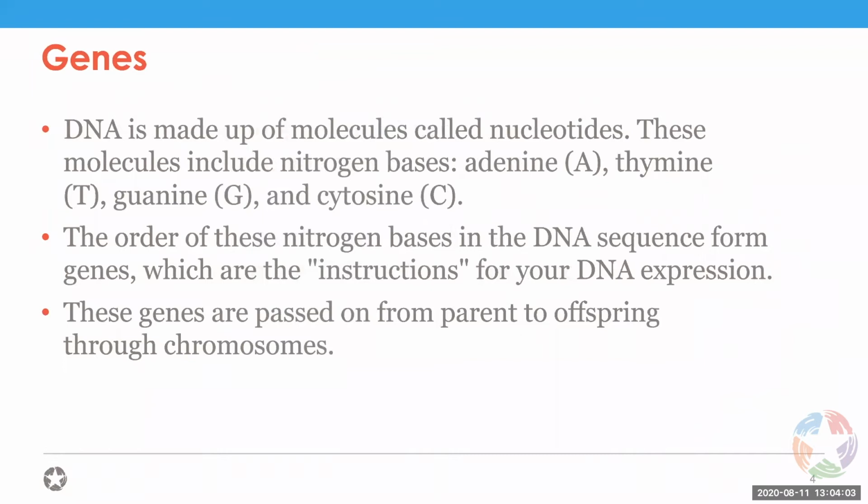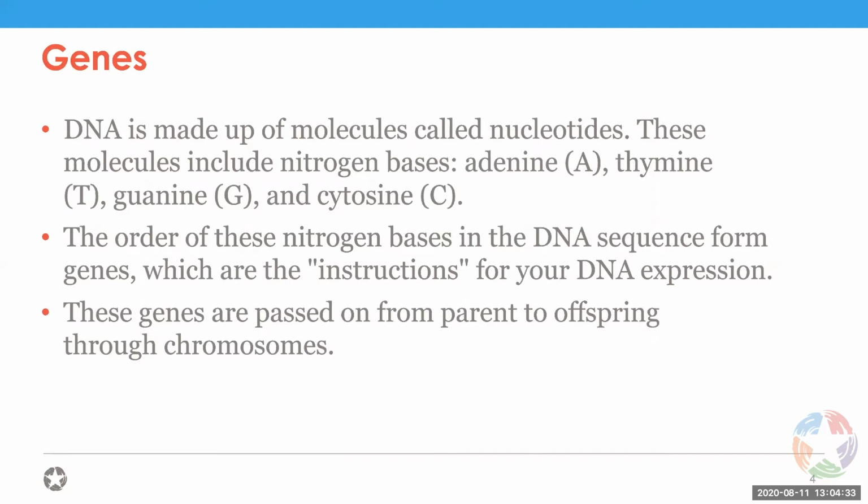DNA is made up of molecules called nucleotides. These molecules include nitrogen bases: adenine, thymine, guanine, and cytosine. The order of these nitrogen bases in the DNA sequence form genes, which are the instructions for your DNA expression. All humans share 99.9% of DNA. However, it is the order of these nucleotide bases that gives us the variation between individual people.